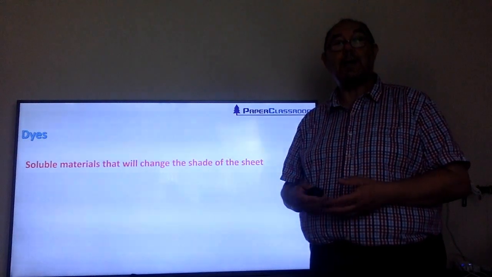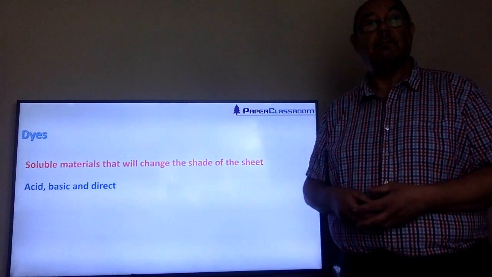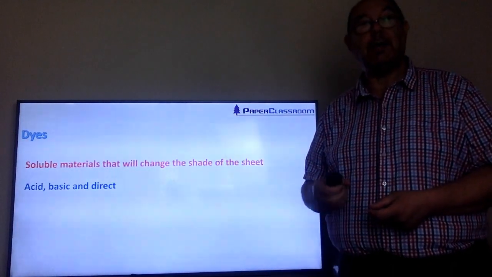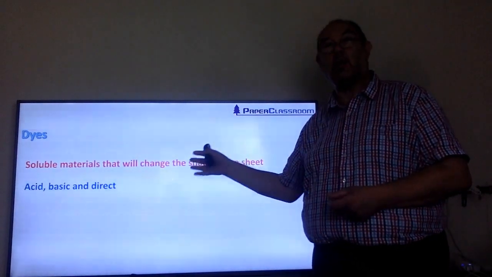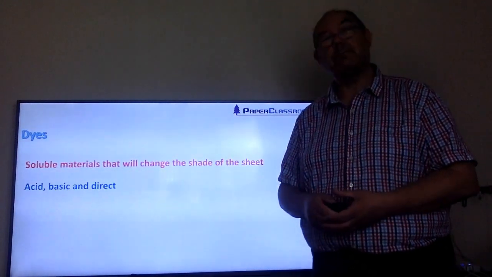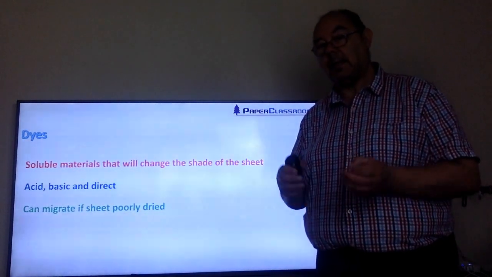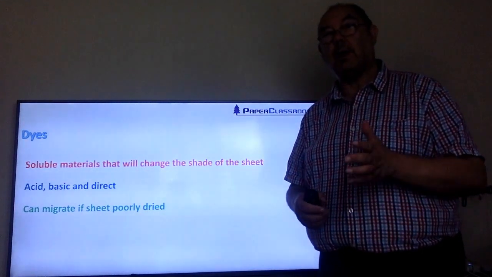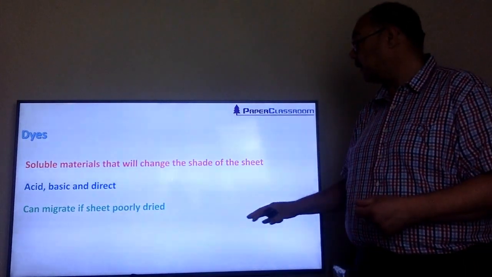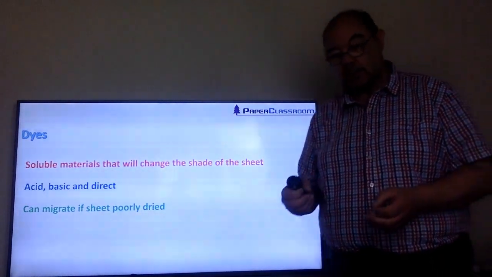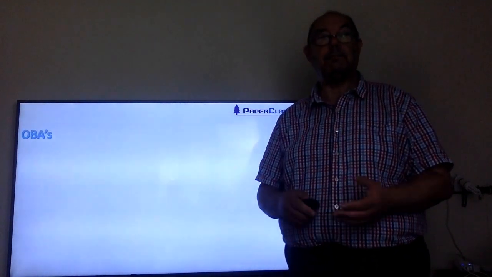Dyes are soluble materials that will change the shade of the sheet. There are three different categories of dye. There are acid dyes, there are basic dyes, and there are direct dyes, and we did talk a lot more about these in the level 2 technical certificate. But the problem with dyes is if you dry the sheet wrongly, if you dry it too harshly on one side, the dyes will migrate with the water, and you'll end up with a sheet that's one shade on one side and a totally different shade on the other side.